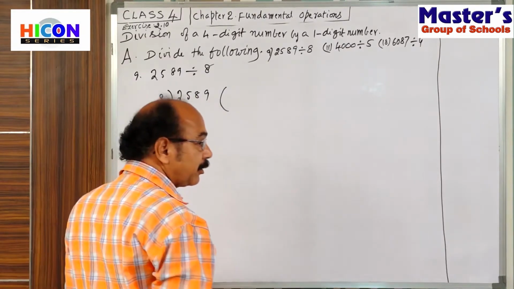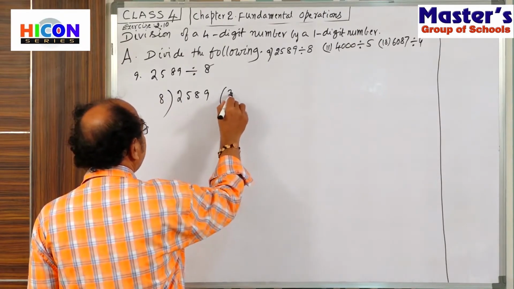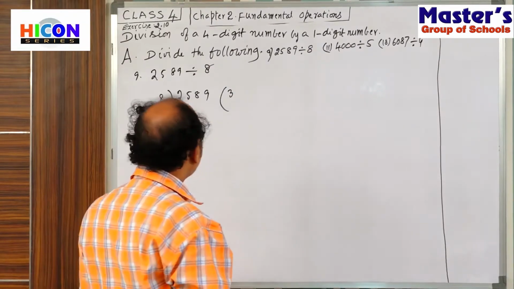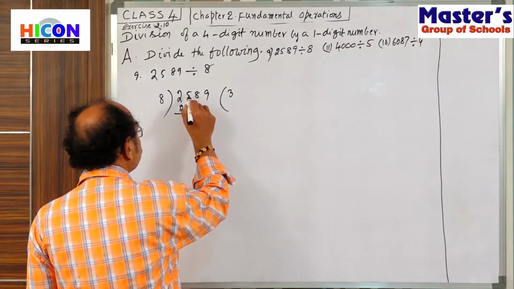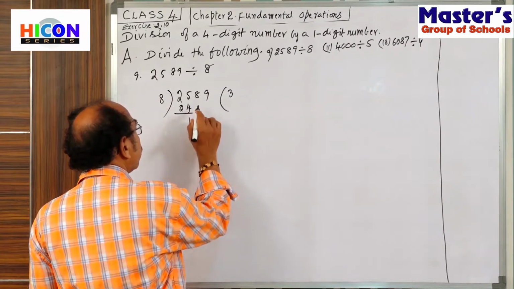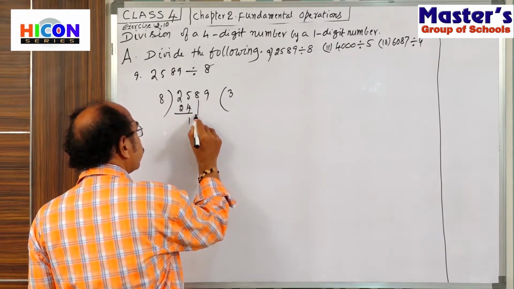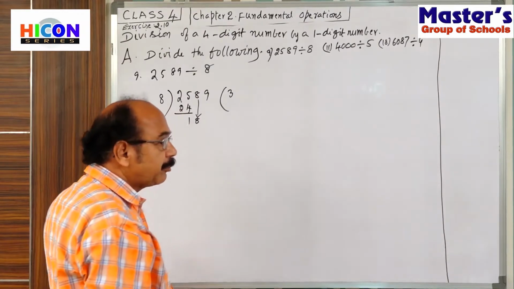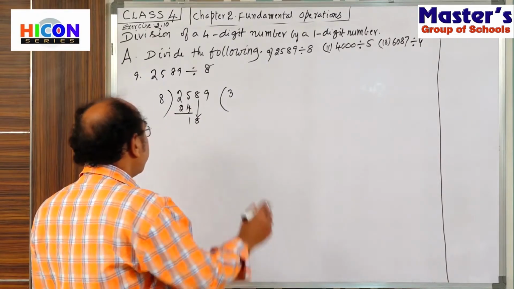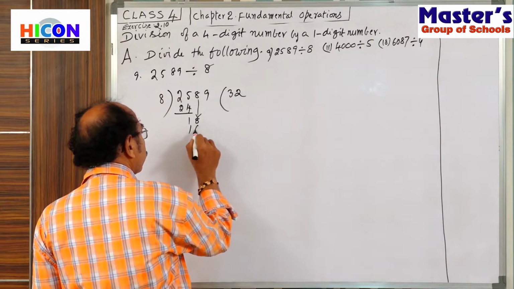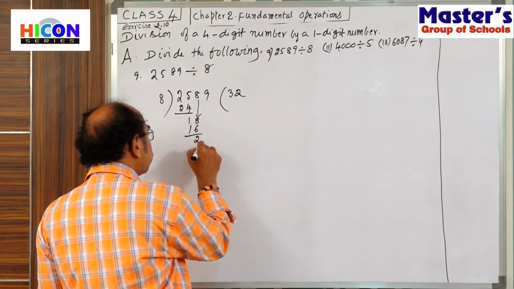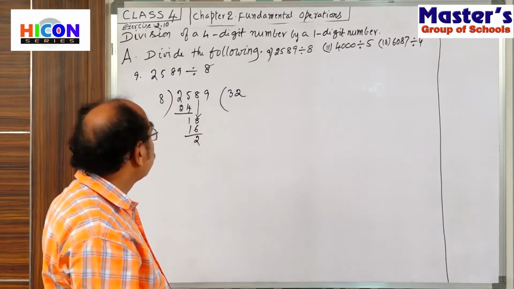Here 8 3s are 24. The remainder is 5 minus 4, 1. Now from the dividend, bring down 8. Now you see, how many times in 18? 8 2s are 16. What is the remainder? 18 minus 16 means 2.